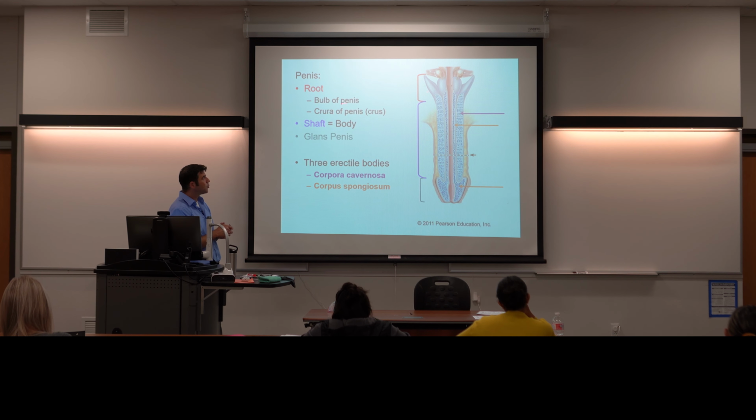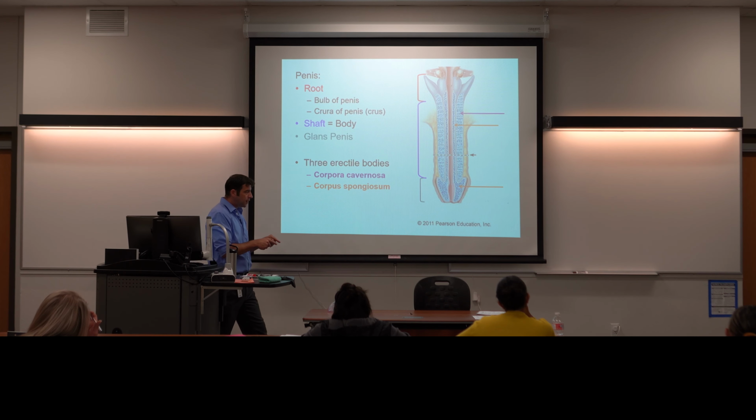Then we can see the crura of the penis. These are the little flanges that stick out on either side of the bulb of the penis. Then when we get into the shaft of the penis, this is obviously the part that sticks away from the body wall. Then the expanded tip is what we're going to call the glans penis. This one you can see still has the foreskin around it.